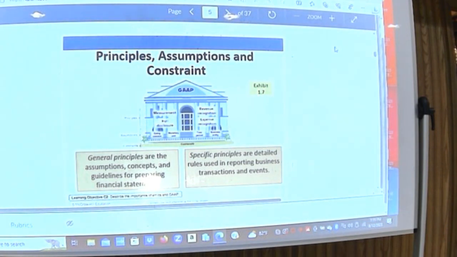Principles, assumptions, and constraints. Okay, there it talks about general principles and specific principles. Kind of a nice little picture there.